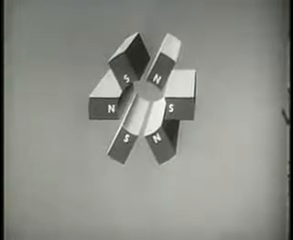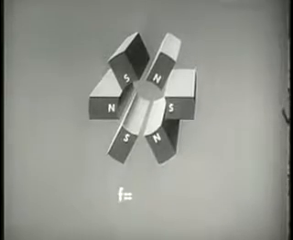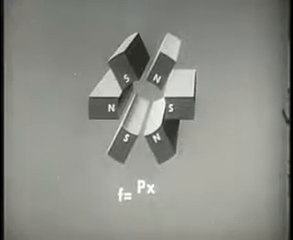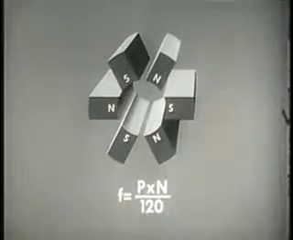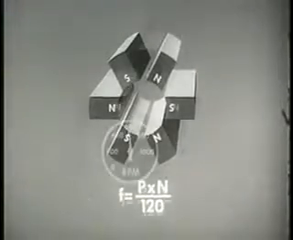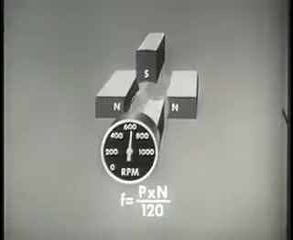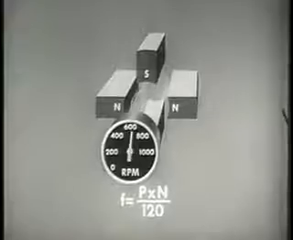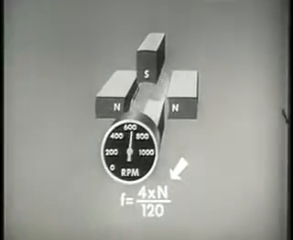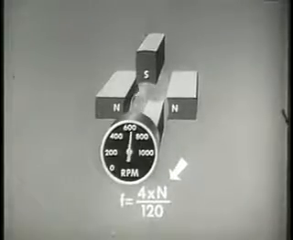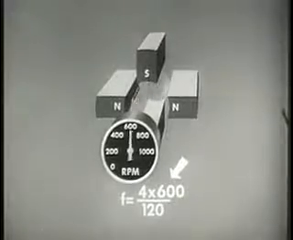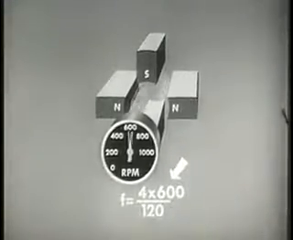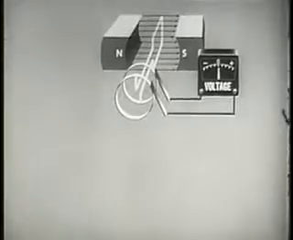The formula for frequency in an AC generator can be expressed as follows. F, which is frequency in cycles per second, equals P, the number of poles, times N, revolutions per minute, over 120. We can find the frequency of a 4-pole AC generator whose speed of rotation is 600 revolutions per minute by substituting 4 for the number of poles, P, and 600, the RPM, for N. Here the frequency is 20 cycles per second.